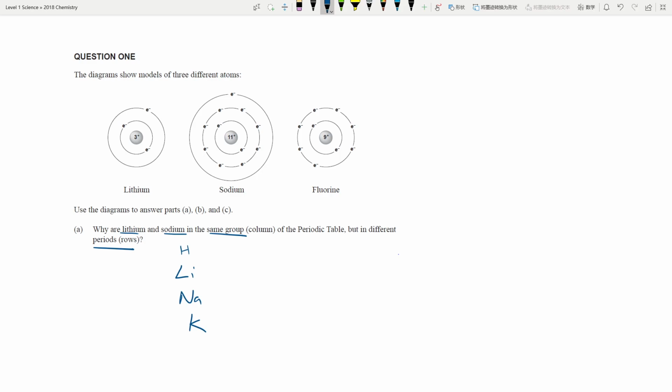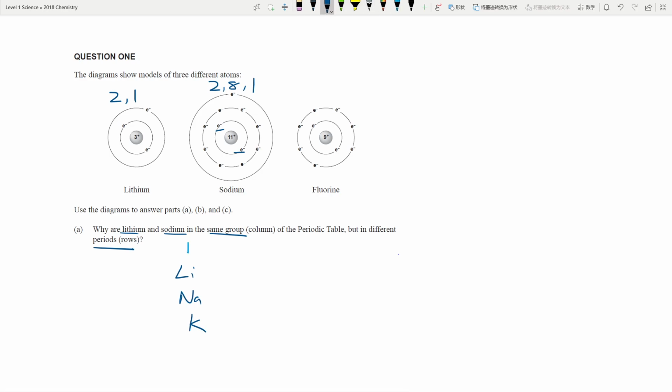If you look at lithium's electron arrangement, this is 2-1. Sodium's electron arrangement is 2-8-1. If you just count the number of electrons in the shells, first shell is 2, 8, 1, and so on. And then if you look on the periodic table, I'll get rid of the hydrogen because it's in the way, they are all in the first group.